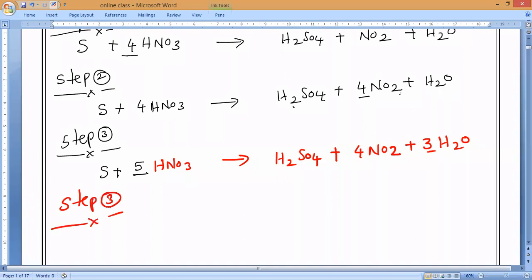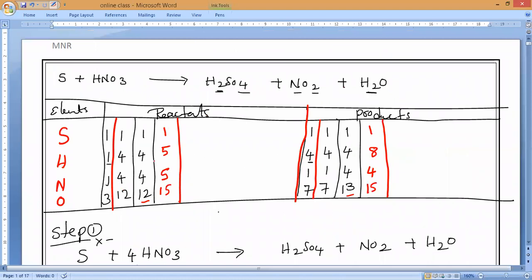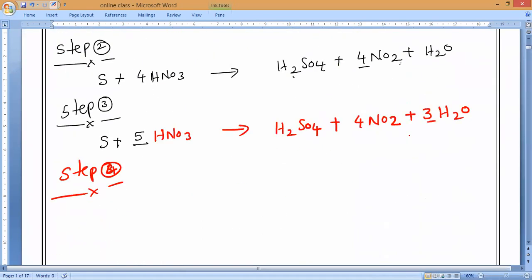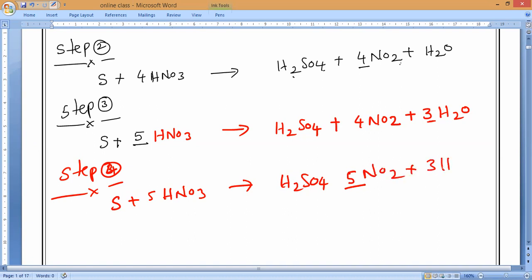So next step, step 4. Reactant side no change, the same thing will come: 1, 5, 5, 15. But product side, nitrogen 5 and here 4 is there. So 4 becomes 5. I am replacing 4 with 5. Understand? So instead of 4, I am writing 5NO2 plus 3H2O.